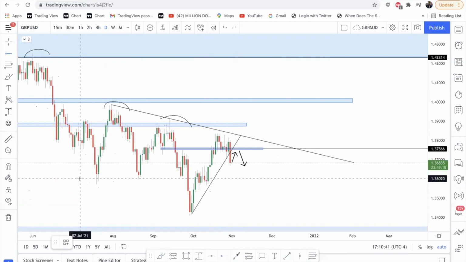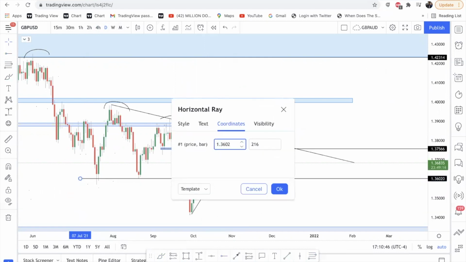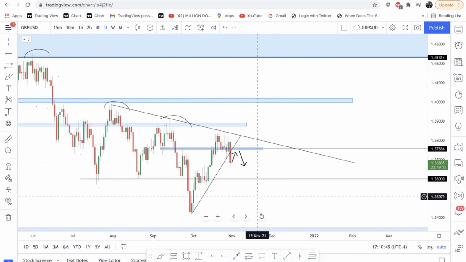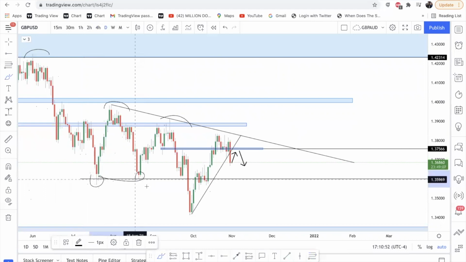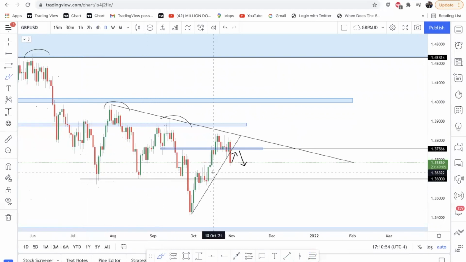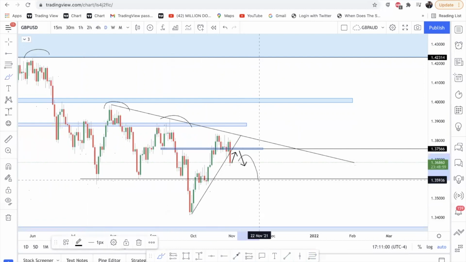Roughly down to 1.36 will be nice, somewhere around that support, psychological level, because if you look to the left, it was a level of support here, some support up in here. So that would be a nice target, 1.36. If it breaks through there, then we could come even lower and give us a swing down.